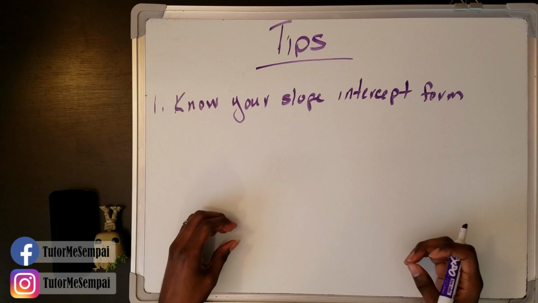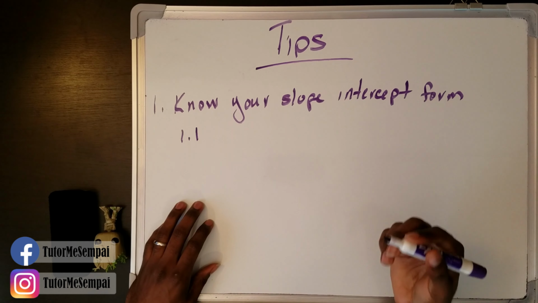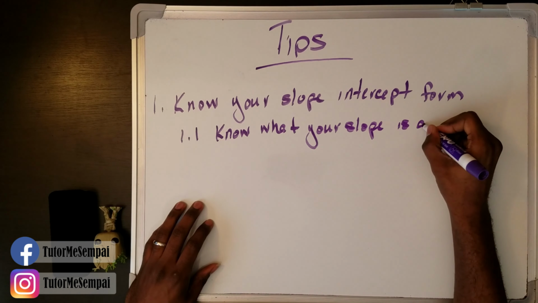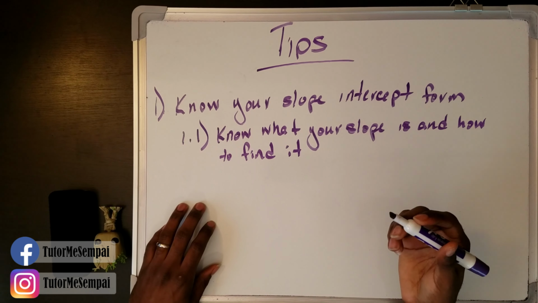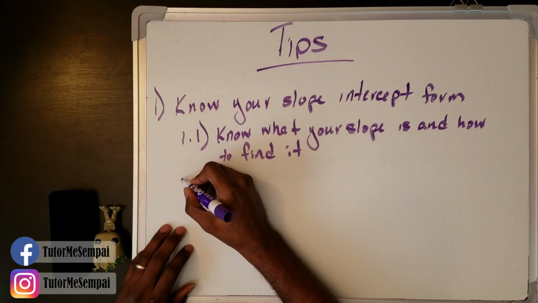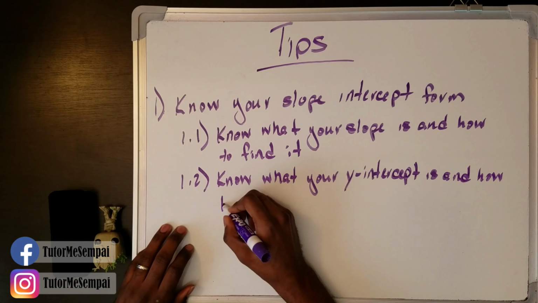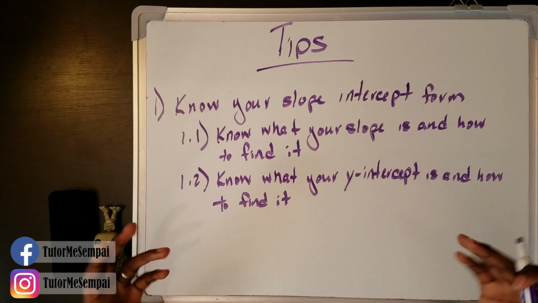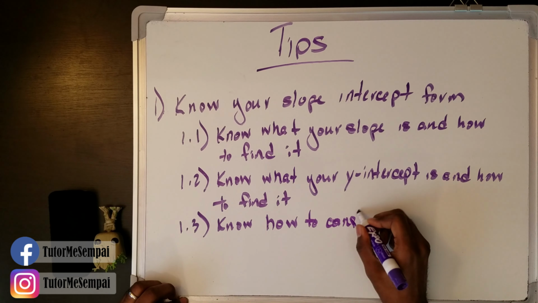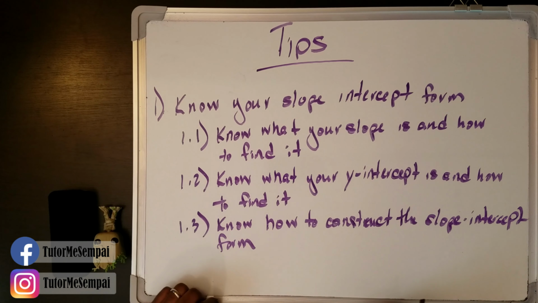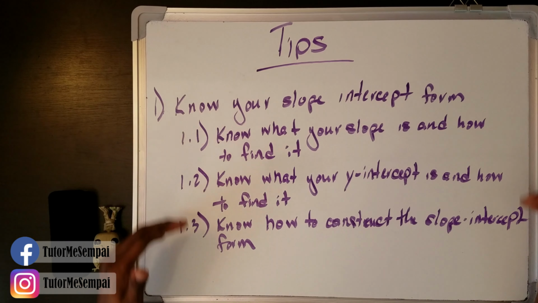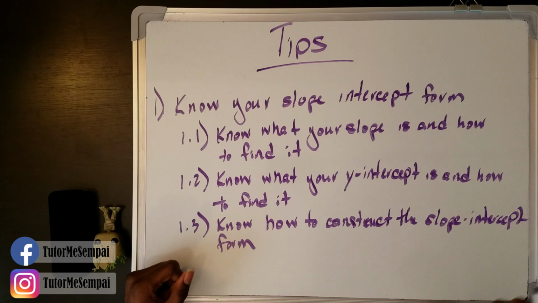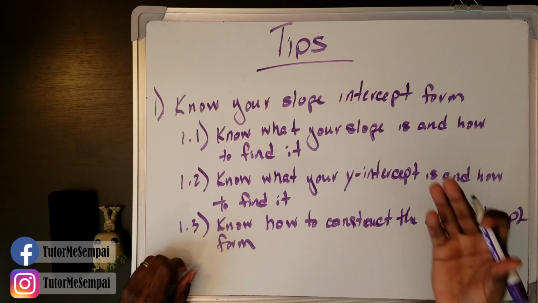So what do I mean by knowing your slope-intercept form? Well, I'm going to break this up into 1.1, know what your slope is and how to find it. 1.2, know what your y-intercept is and how to find it. And 1.3, how to put everything together, how to construct your equation in slope-intercept form. If you understand these three things, then you have a really good understanding of your slope-intercept form, and I believe you should have the confidence to tackle much of these slope-intercept form questions that will appear on a PSAT.